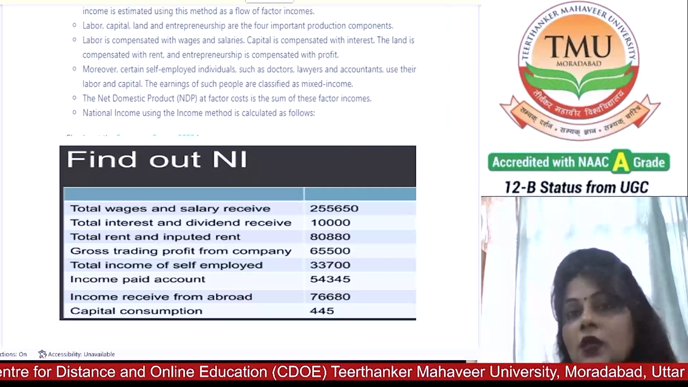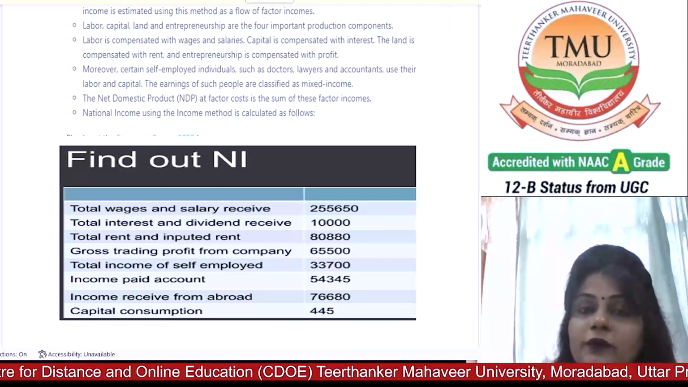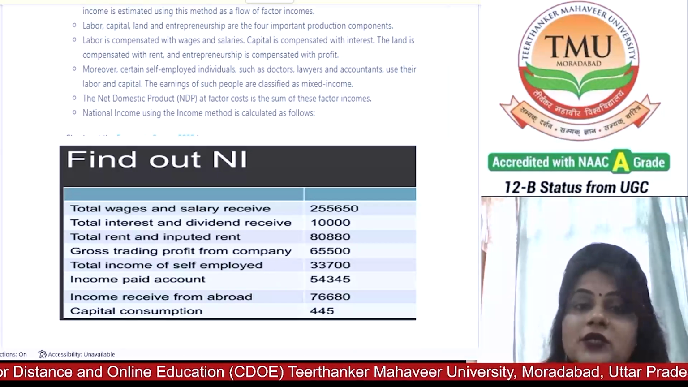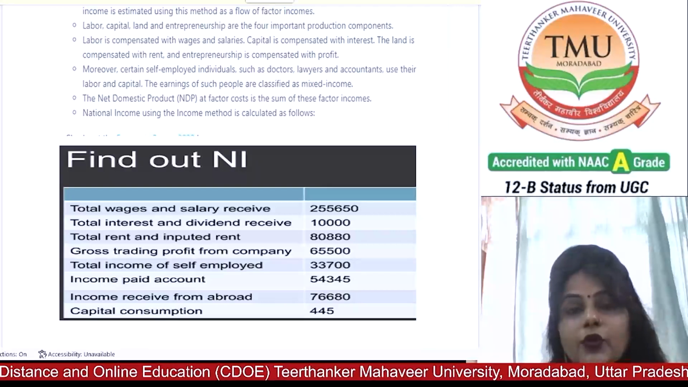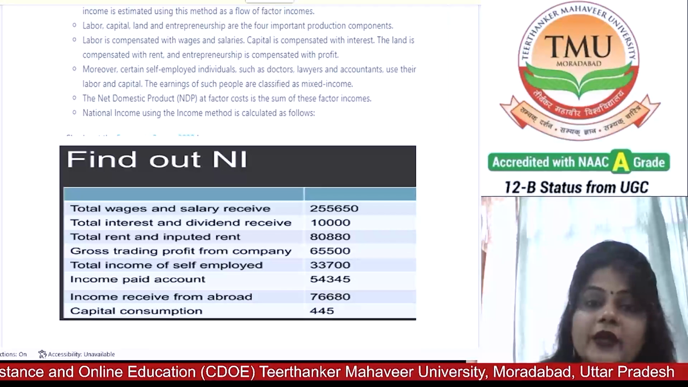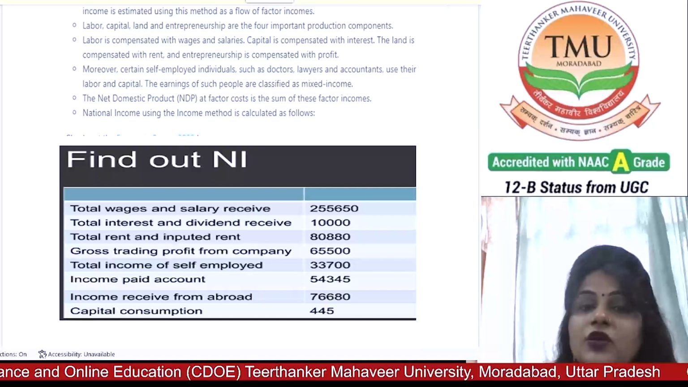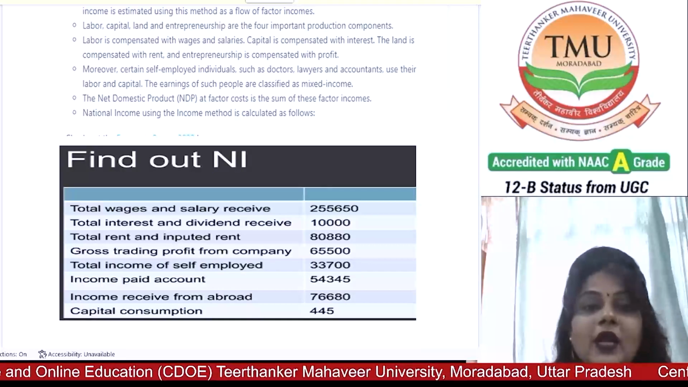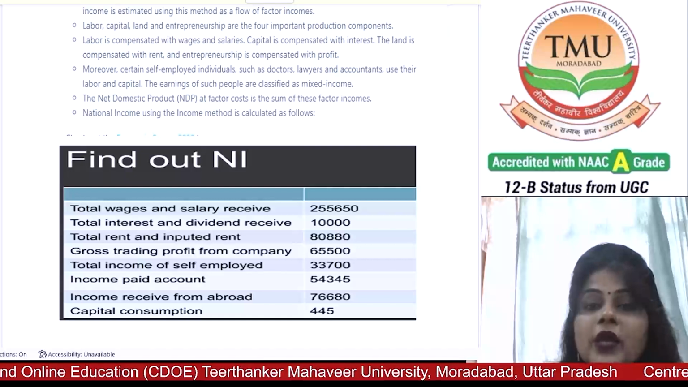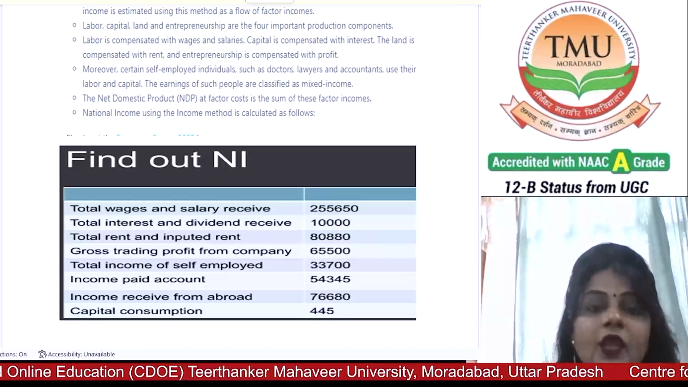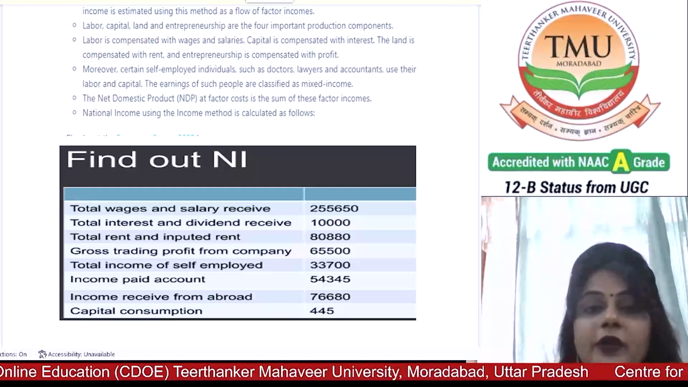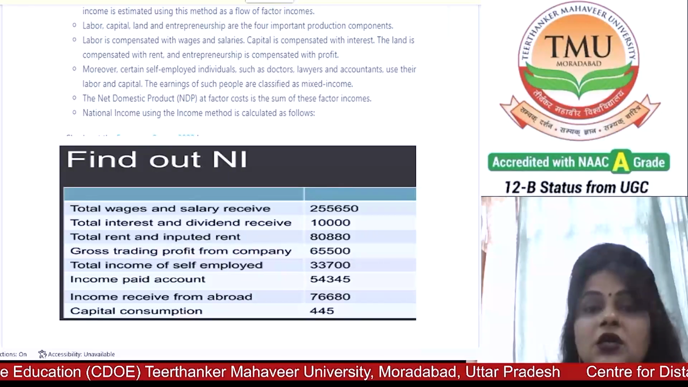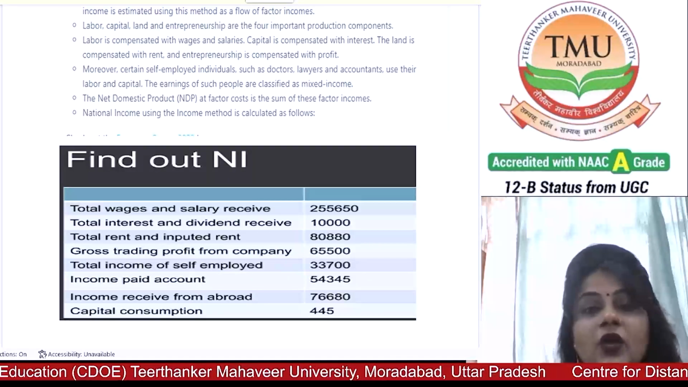With it, the imputed value of services by owners of production units will not be included. The imputed value of self-occupied houses, production for self-consumption, interest on owned capital, etc., are included under national income as these are productive activities and add to the current flow of goods and services of the economy.